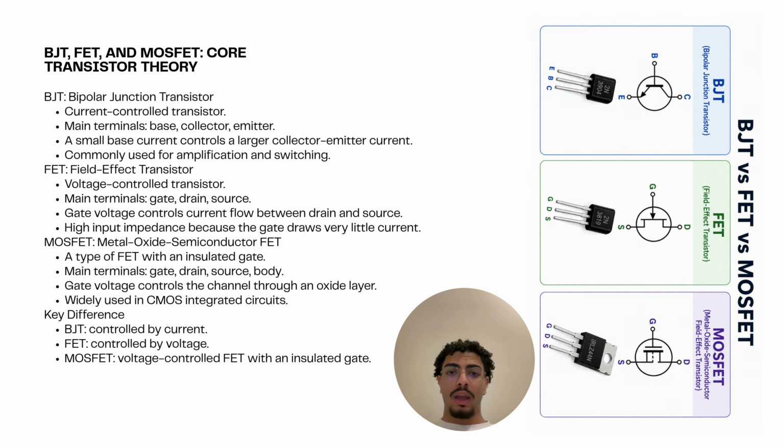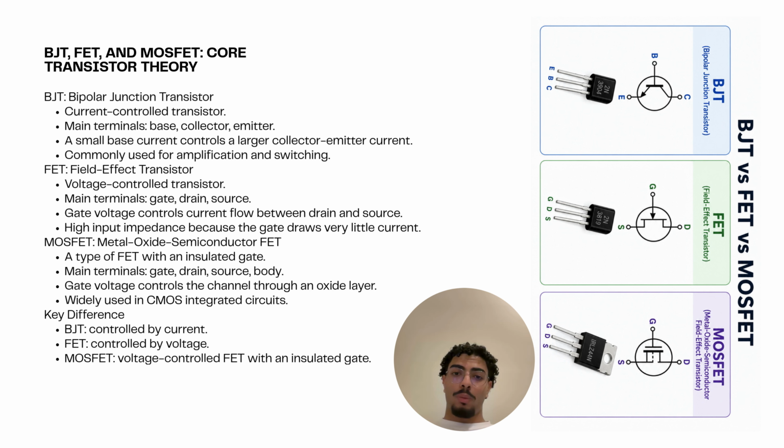On the other hand, FETs, or field effect transistors, are different because they are voltage controlled transistors. They have three main terminals: gate, drain, and source. The voltage applied to the gate controls the current flowing between the drain and the source. Since the gate draws very little current, FETs usually have high input impedance.